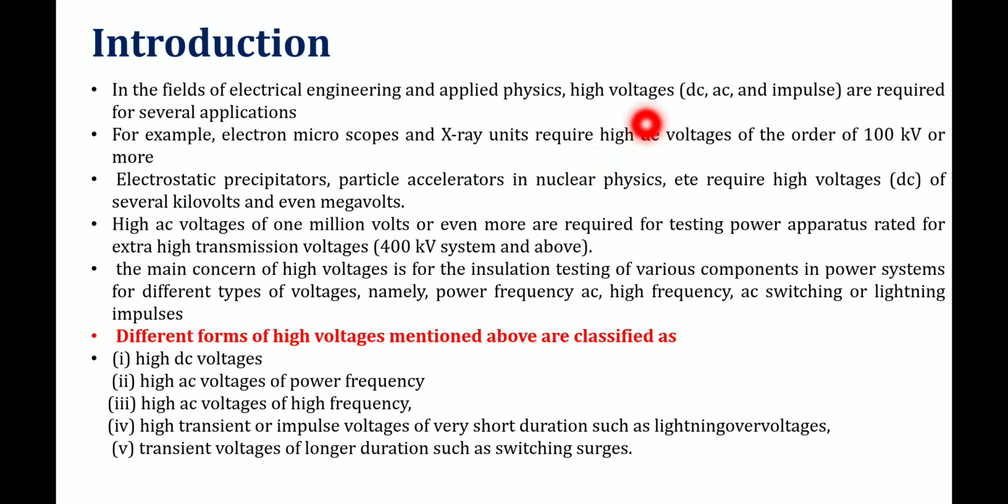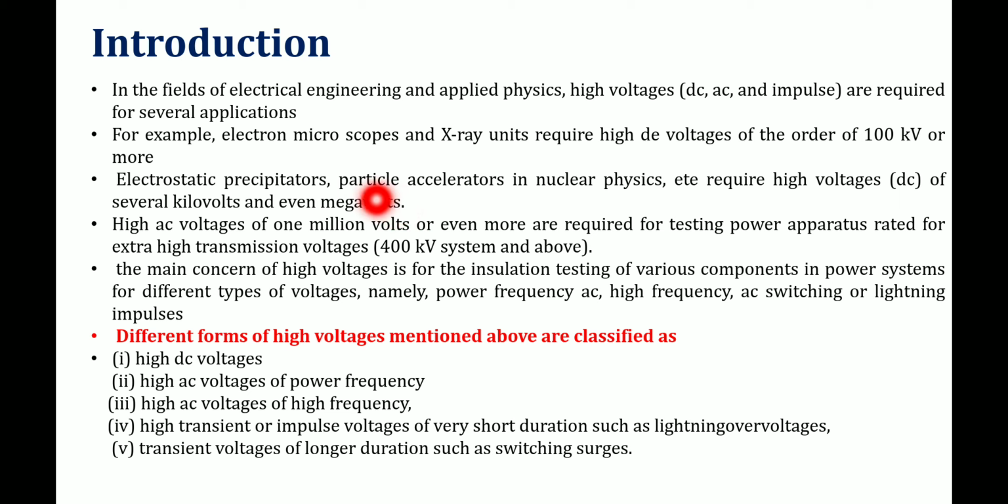These kinds of equipment require high DC voltage. Which voltage? DC voltage of the order of 100 kV and more. This much voltage is required to operate instruments like electron microscopes as well as X-ray units. And these high DC voltages are of the order of several kilovolts. Kilo means 1000 volts.